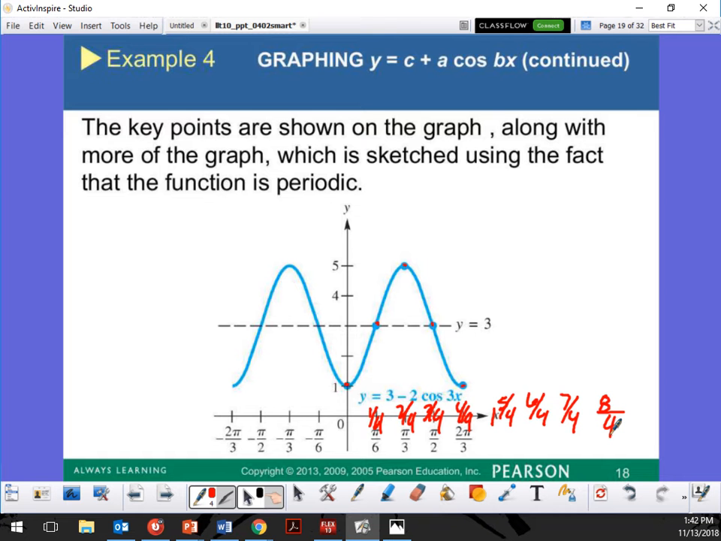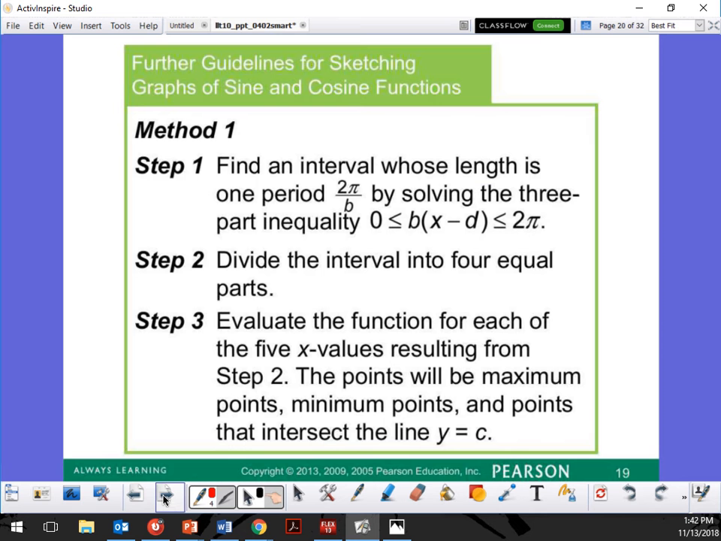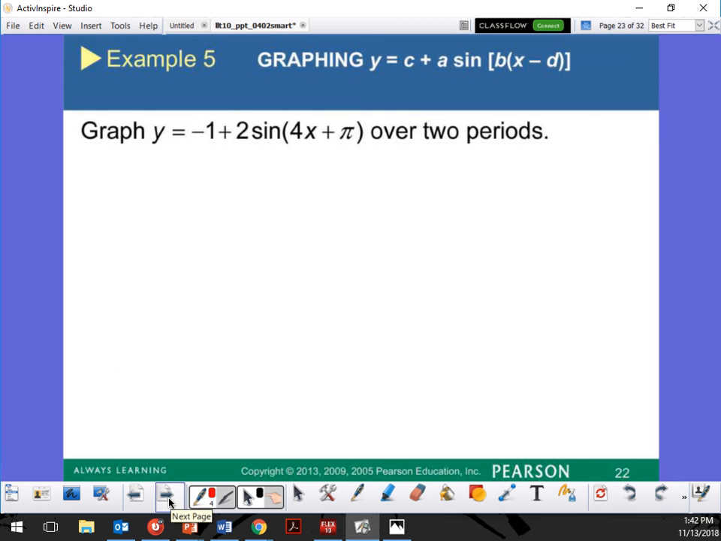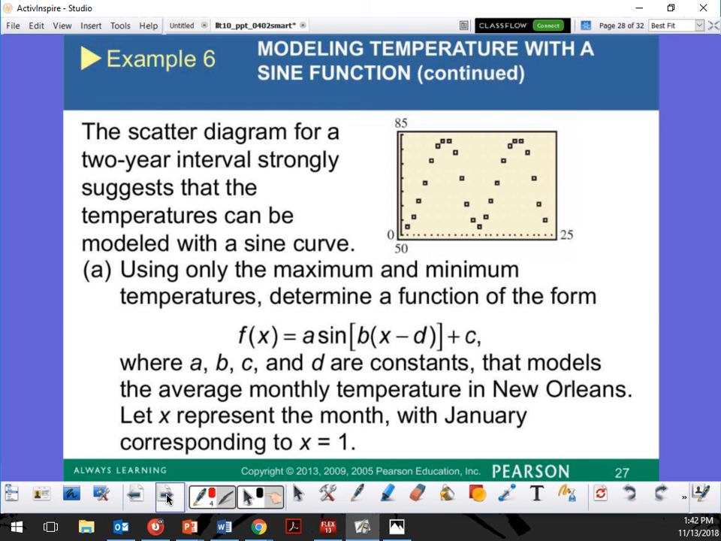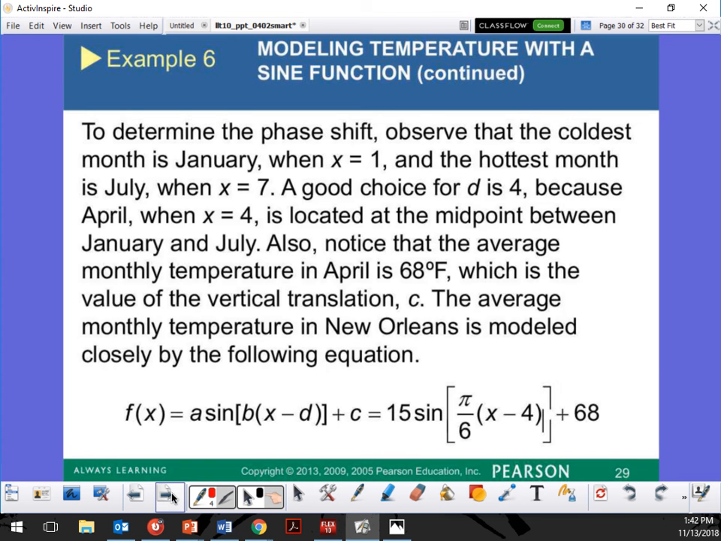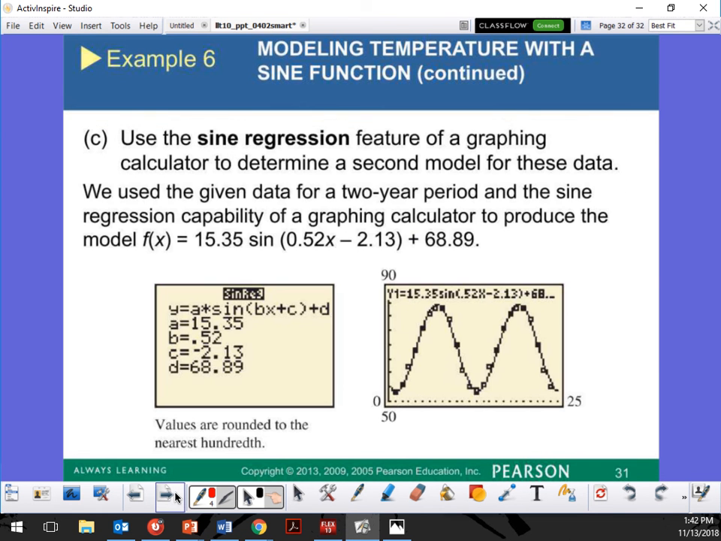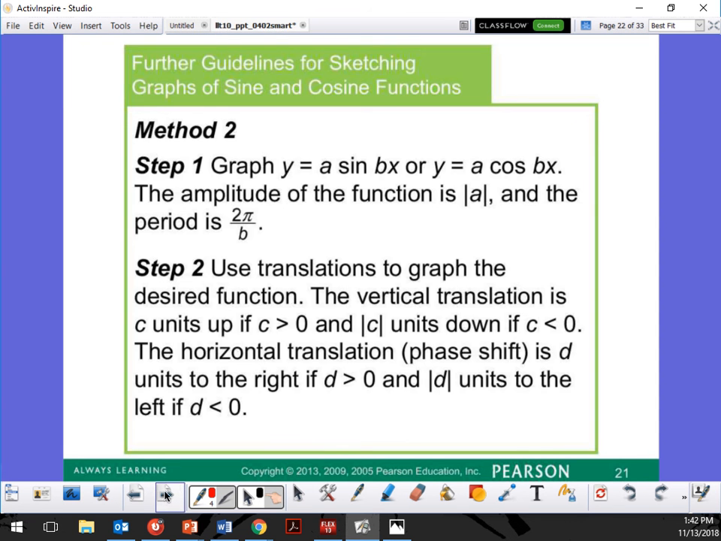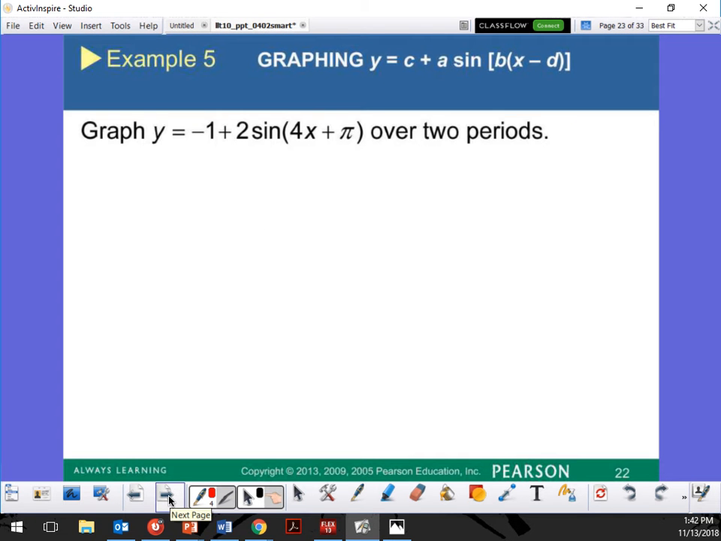Are we okay? I think we're done. I think 5 is the last one that we're gonna do. I know there's another example, but the other example is the last. This is the last one we're gonna do. Wait, where's 5? Example 5.